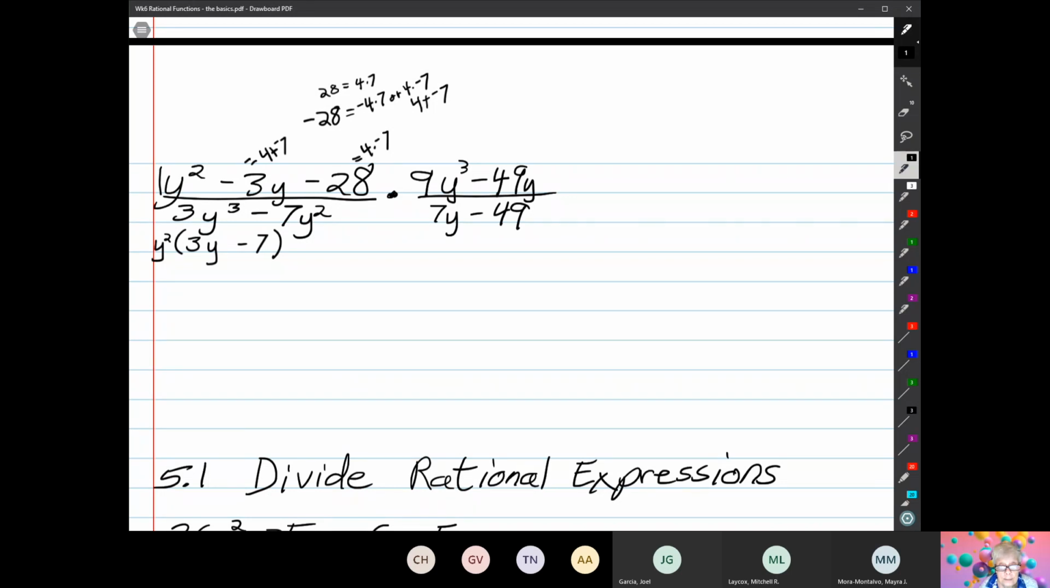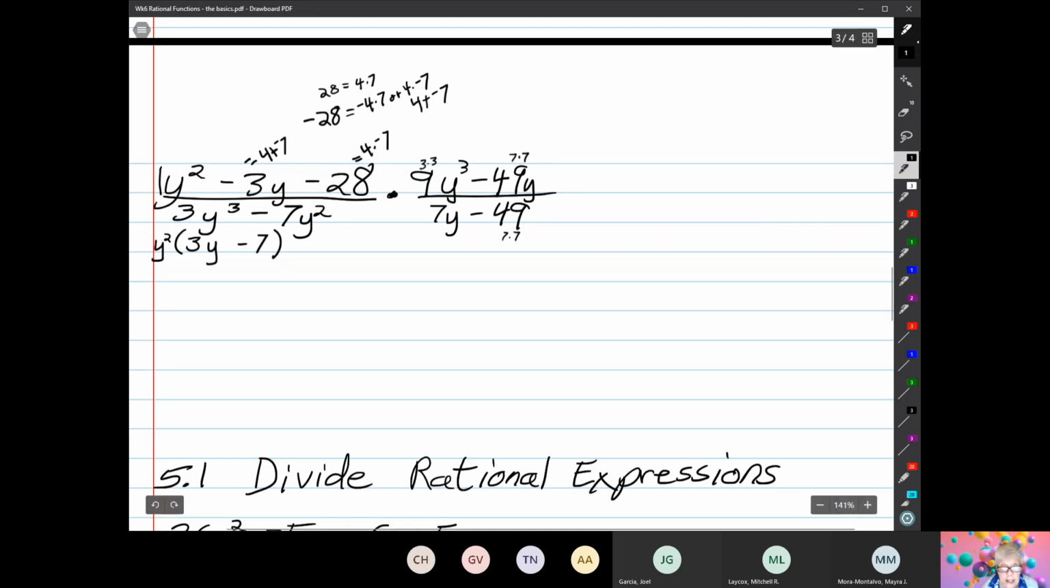Now over here, both of these terms contain a y. But that's it. 9 is 3 times 3, and 49 is 7 times 7. So I'm only going to be able to remove a y over here. And down here, since 49 is 7 times 7, each of these terms contain a 7. So I'm going to pull out a 7.